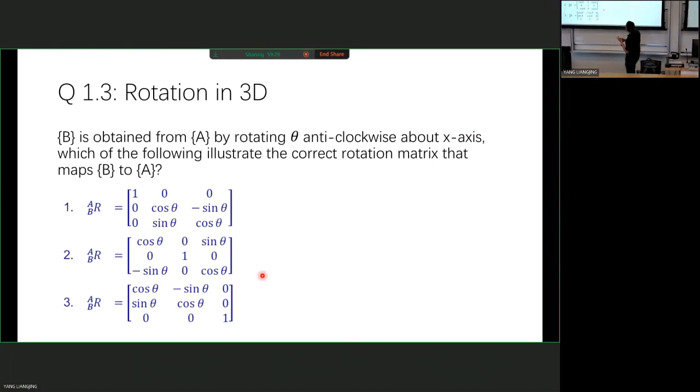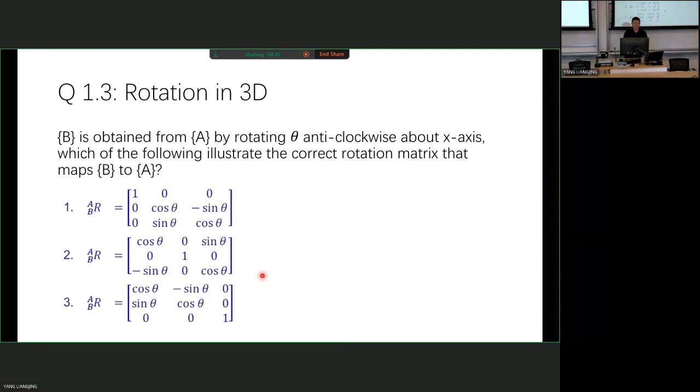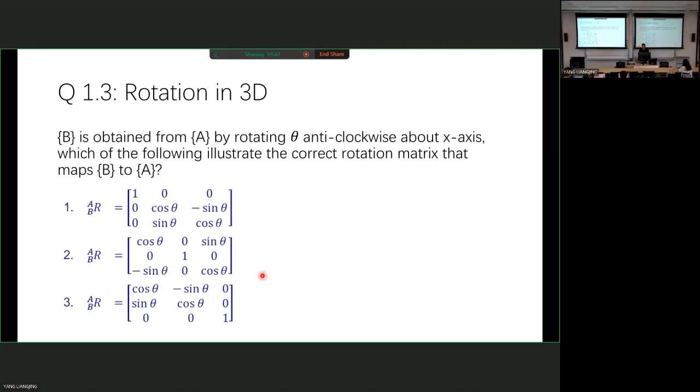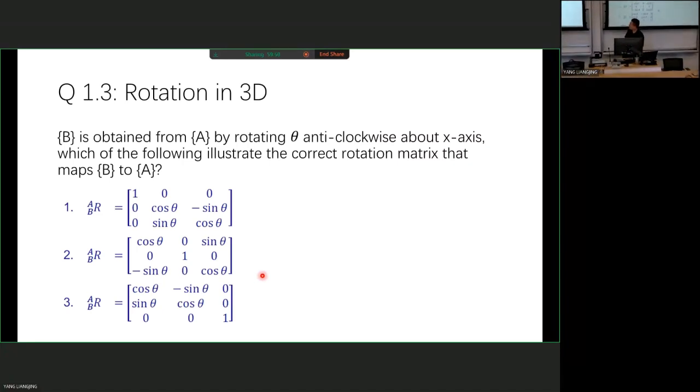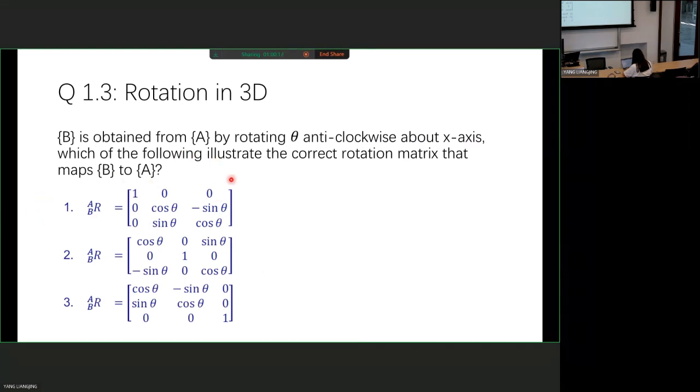So let's very quickly check. If I'm rotating theta degrees in the anti-clockwise direction, which of the following do you think is the right rotation matrix to represent it? Who thinks it is 1? Who thinks it is 2? Who thinks it is 3? Okay, you all think there's a trick, is it? So anti-clockwise theta degrees in the x-axis, you need to be careful. This matrix is multiplied by any vector. If you rotate something in the x direction, your x coordinate will not change.